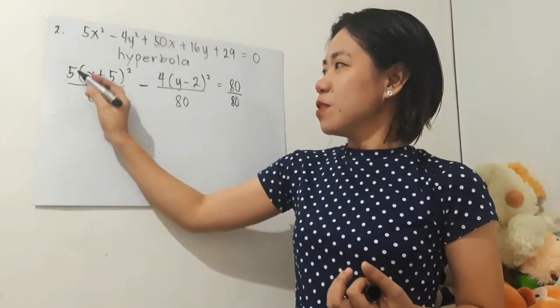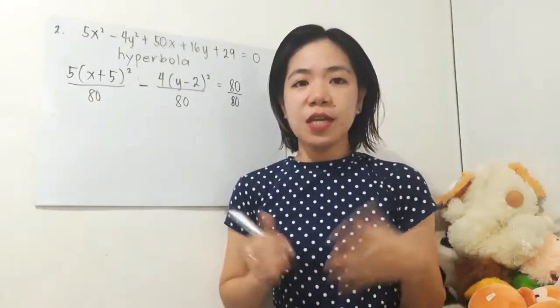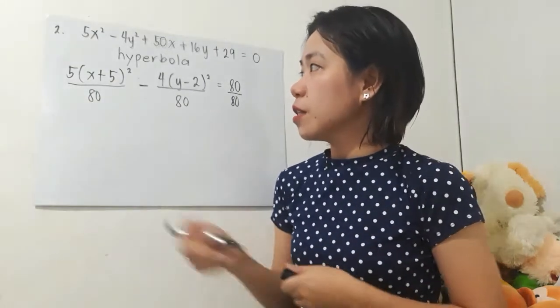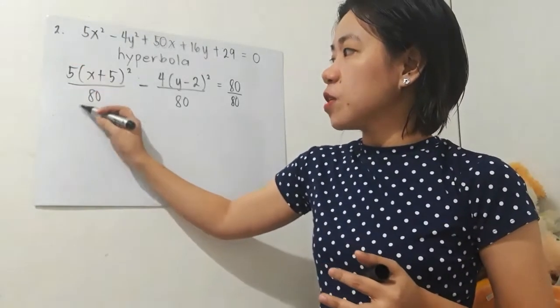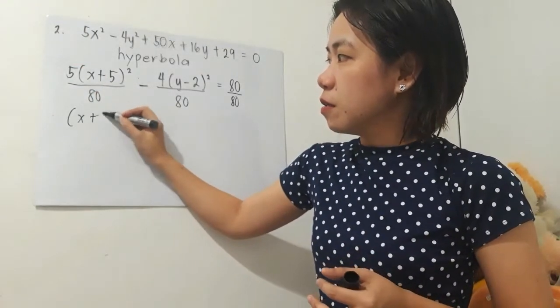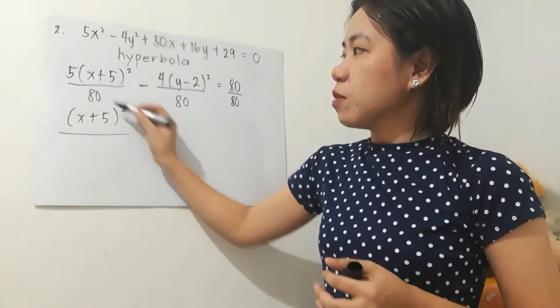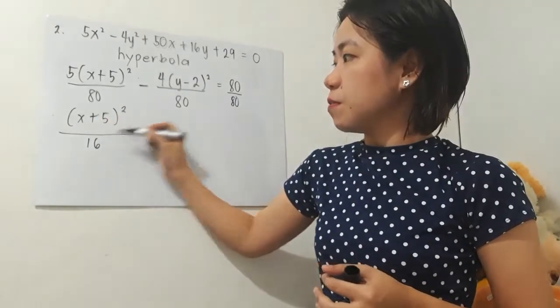Okay, so we have 5 over 80. We can get the lowest term by dividing them with their greatest common factor. That is 5. 5 divided by 5 is 1. No need to write 1 here. And then 80 divided by 5 is 16.